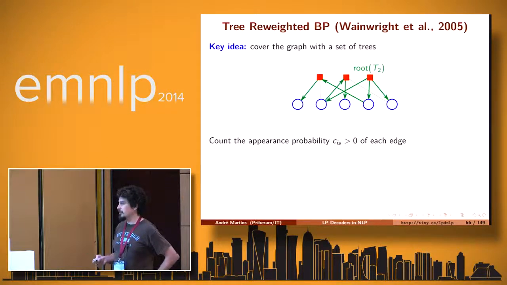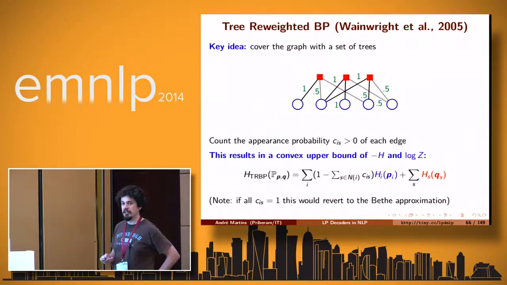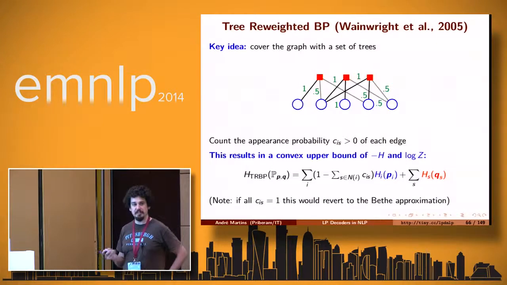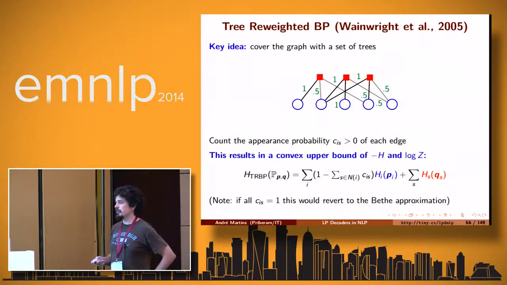And if you think about it, the only way in which every appearance probability could be 1 was if there was a single tree covering the entire graph, but in that case, the graph would be a tree. Okay, so this means that the only situation in which this tree-reweighted approximation could be the same as the Bethe approximation would be for a graph without cycles. So in general, this is a different approximation, and it turns out that this one is actually a convex approximation, unlike the Bethe entropy. This is always convex, and it's also an upper bound of the negative entropy and of the log of the partition function.